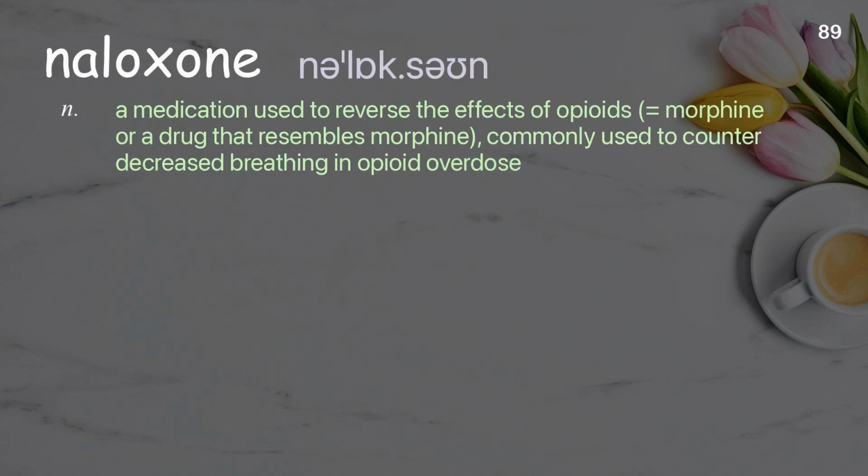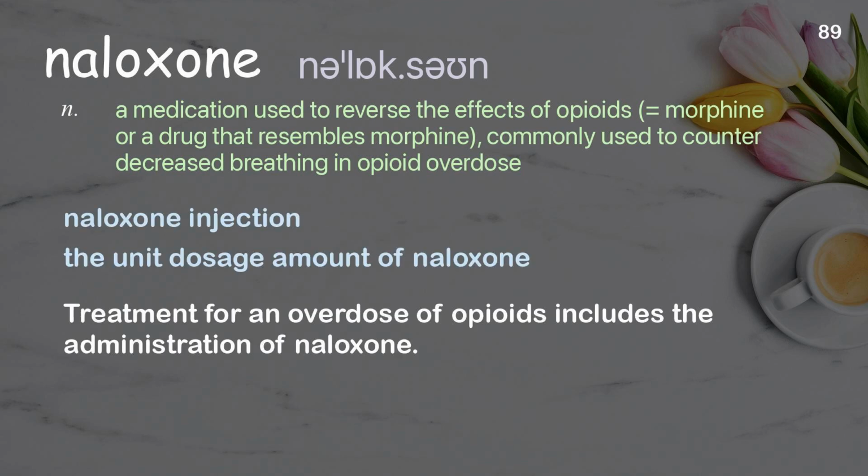Naloxone. A medication used to reverse the effects of opioids, morphine, or a drug that resembles morphine, commonly used to counter decreased breathing in opioid overdose. Examples: Naloxone injection. The unit dosage amount of naloxone. Treatment for an overdose of opioids includes the administration of naloxone.